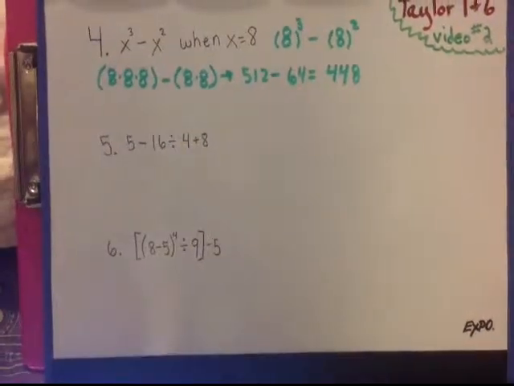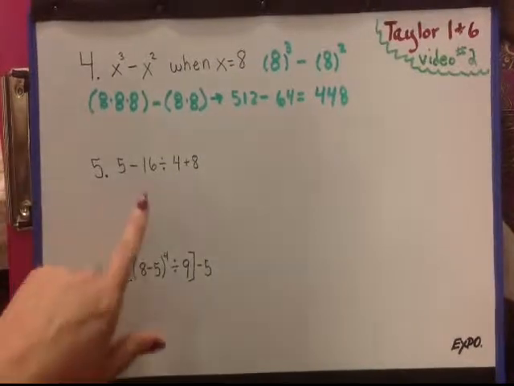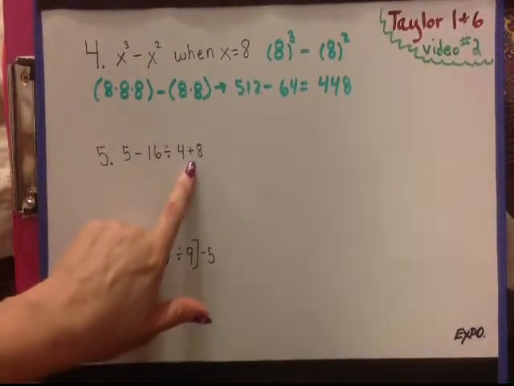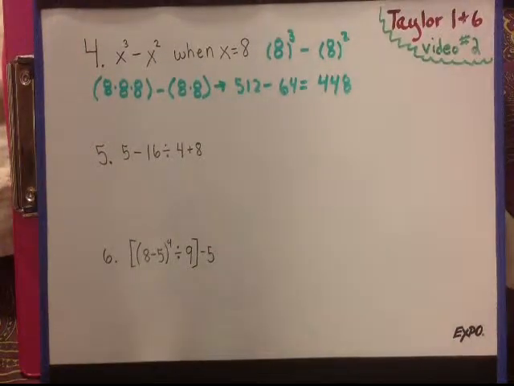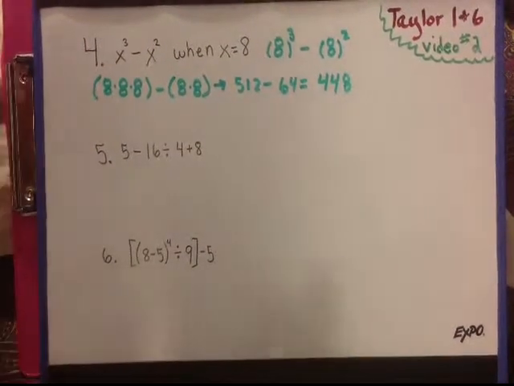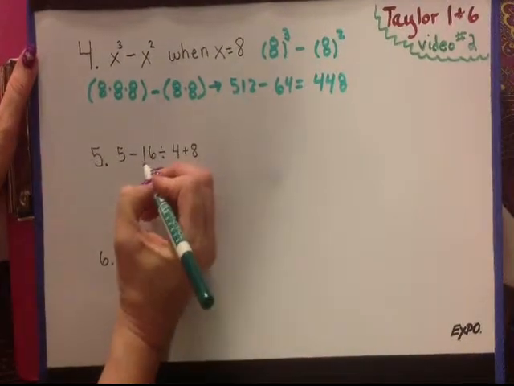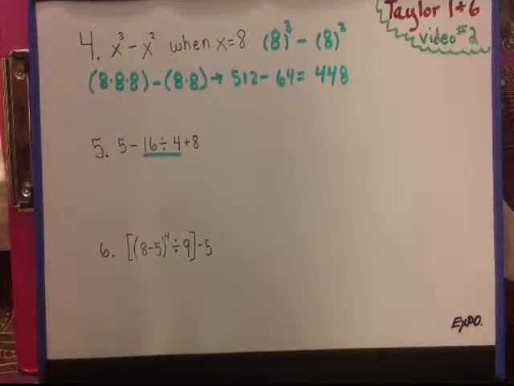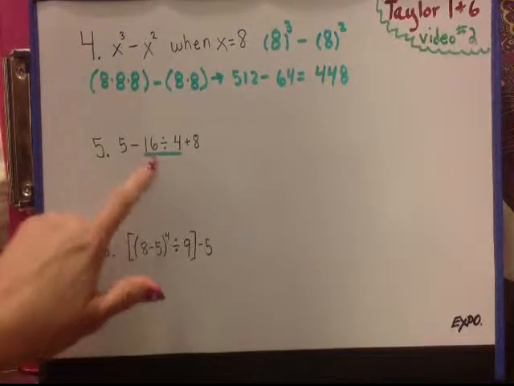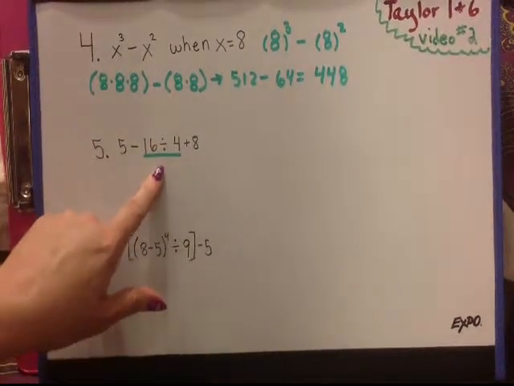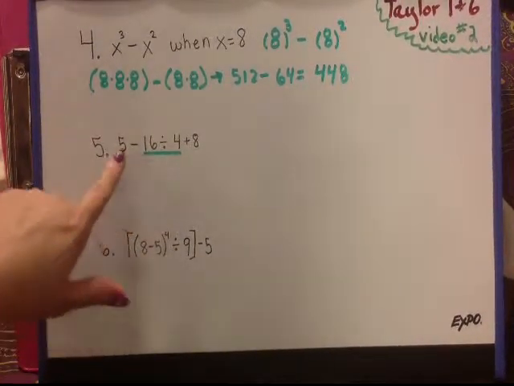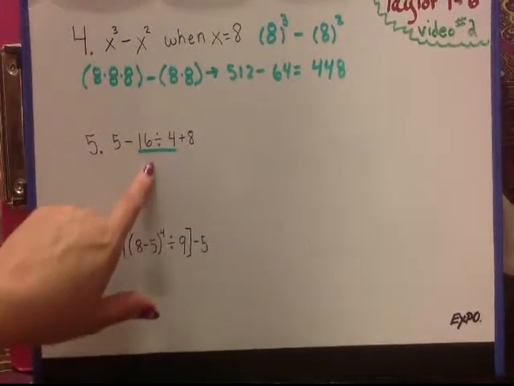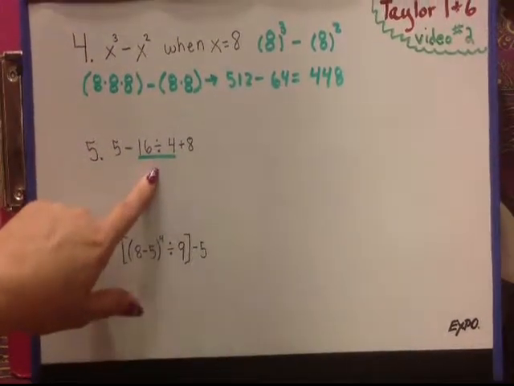Okay, problem number 5. 5 minus 16 divided by 4 plus 8. If you'll remember in yesterday's assignment, one of the things that you had to do was to underline the operation that should be done first. In this problem, we know that division comes before subtraction or addition.